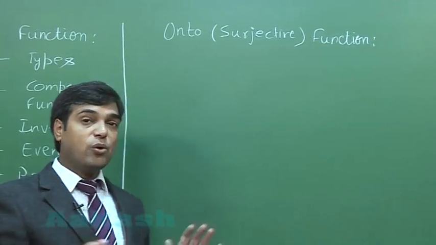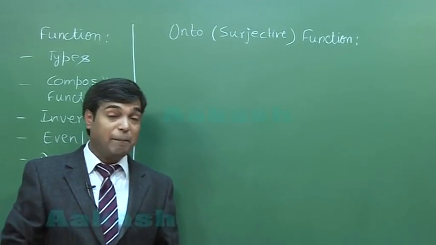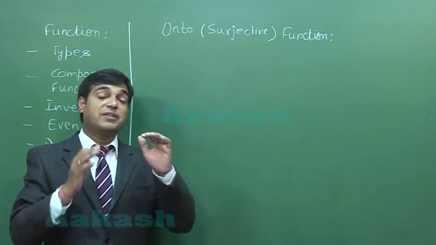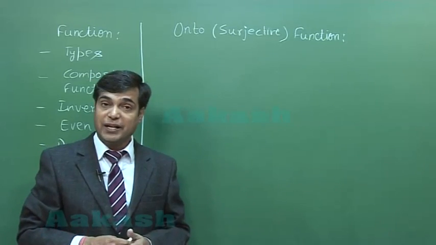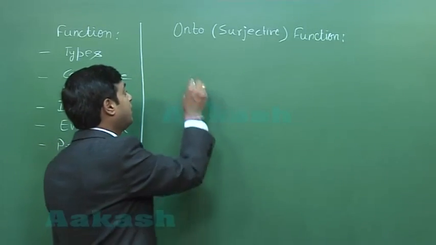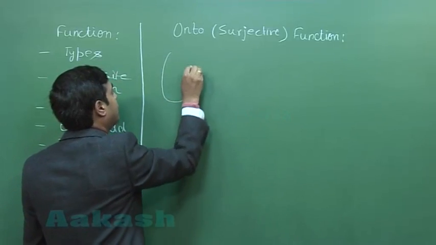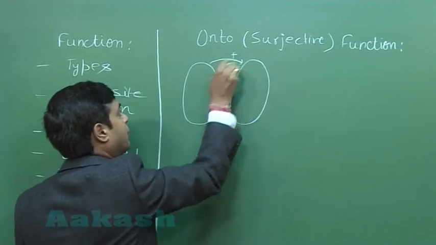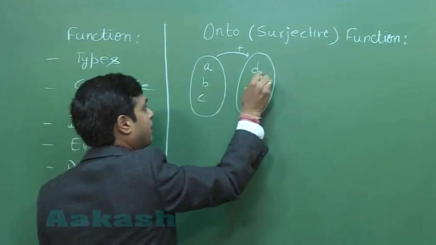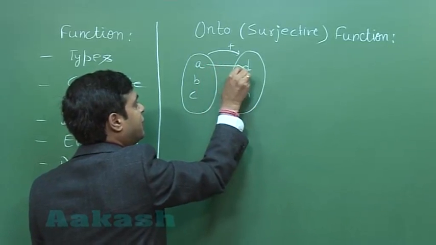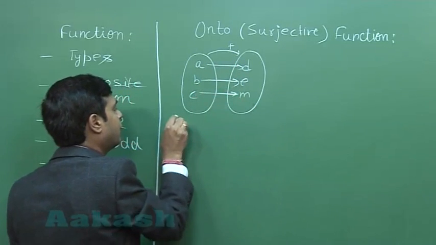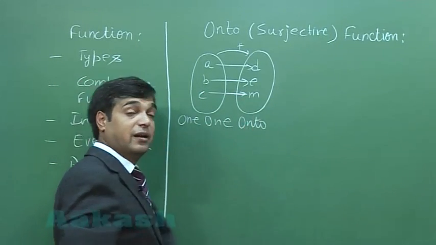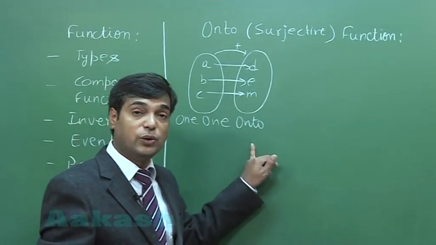If the entire codomain is the range of the function, meaning there is no element in set B which is not associated with any element of set A, then we call the function onto. If we draw the Venn diagram again, we have seen that this function was 1, 1. Now I will say this is onto as well. This function is 1, 1 onto.